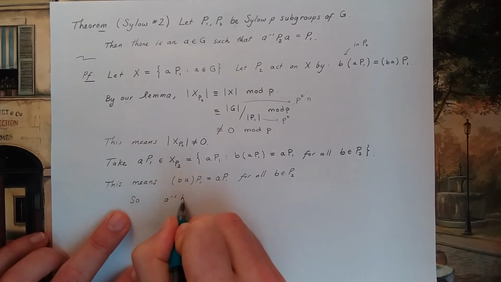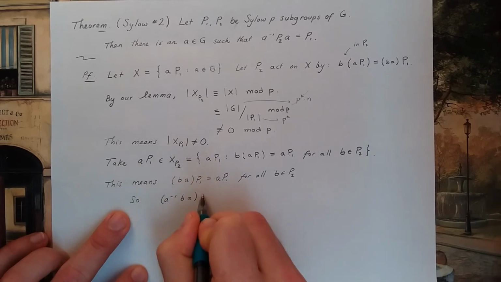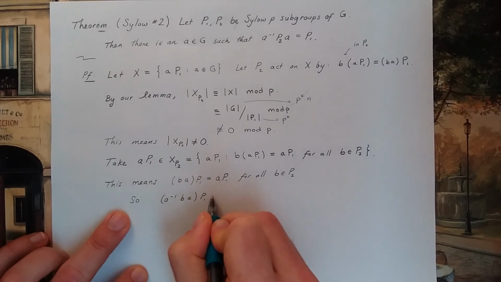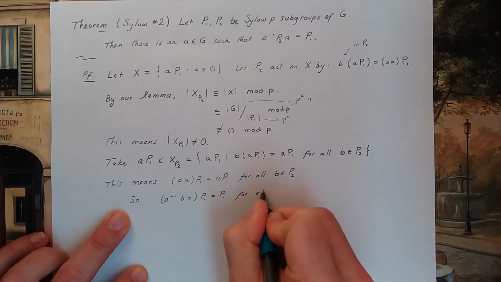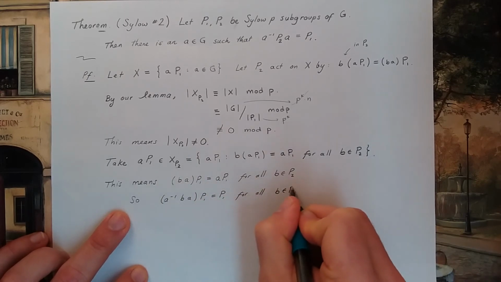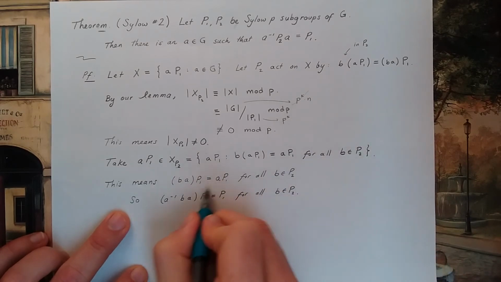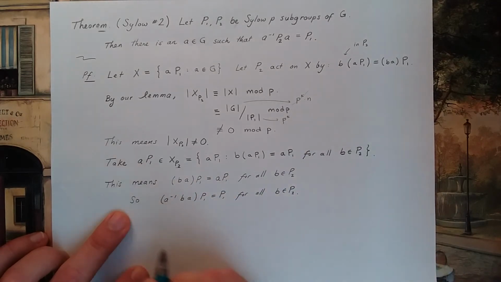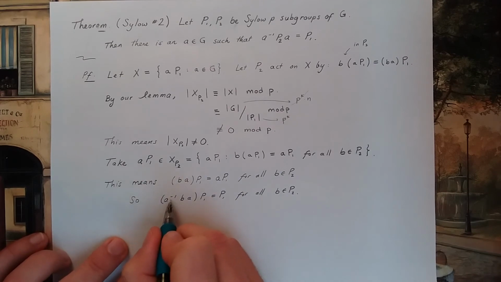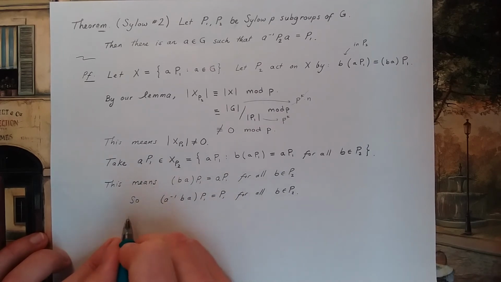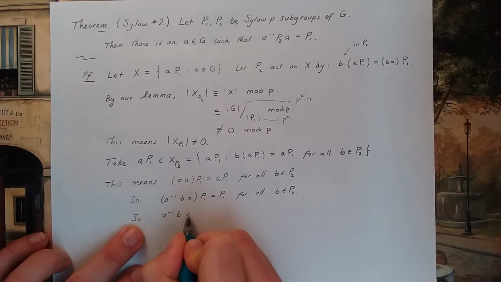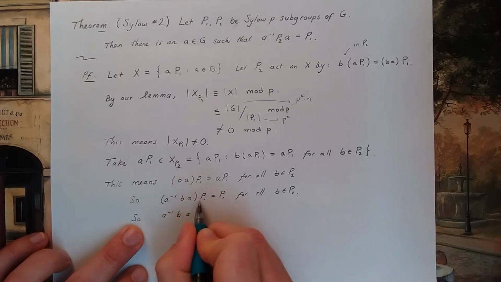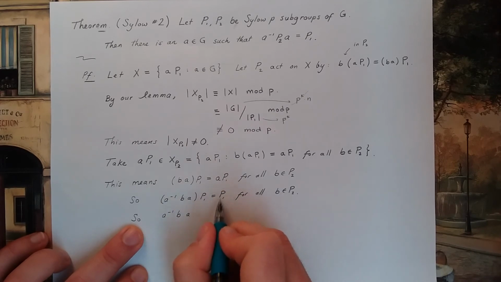I just rewrote this condition down here because I want to manipulate it to look like a inverse ba P1 is P1 for all b in P2. So I just multiplied both sides on the left by a inverse. Now, in order for this condition to hold, this means that a inverse ba has to be an element of P1 for all b.